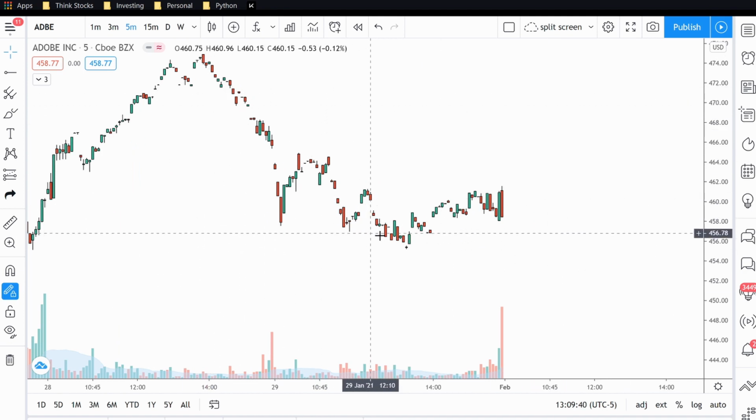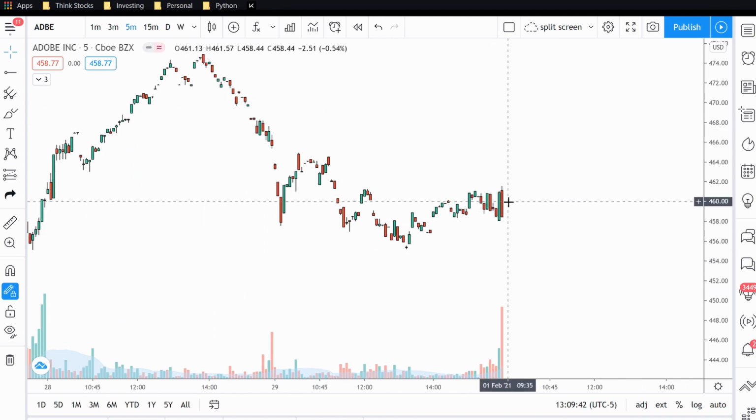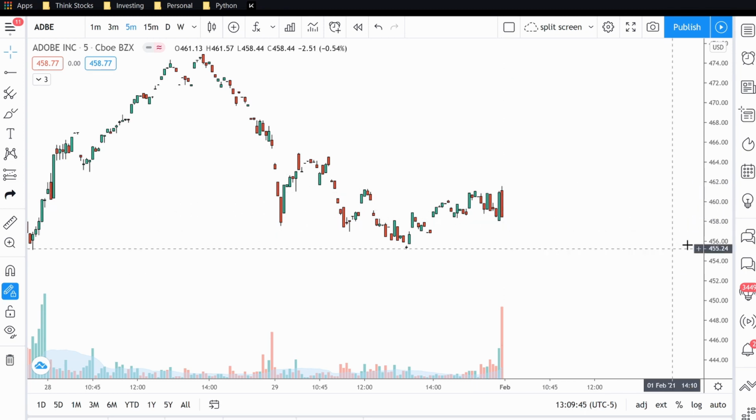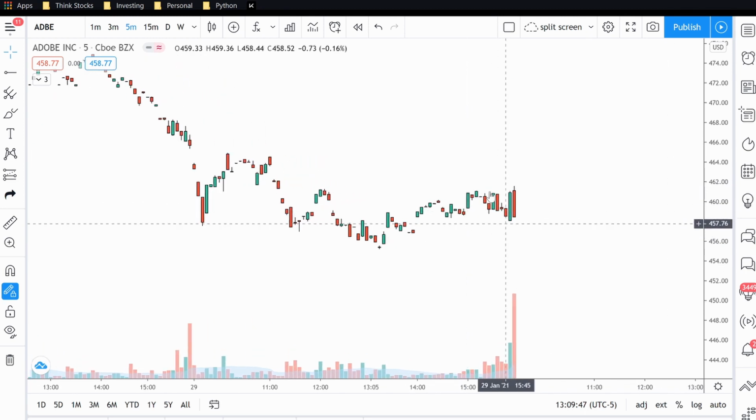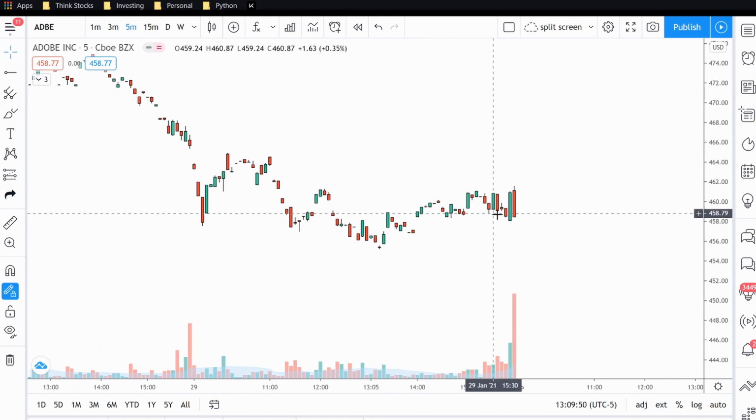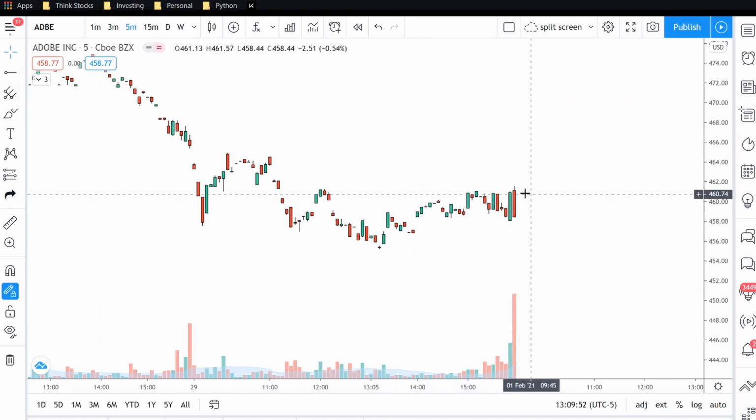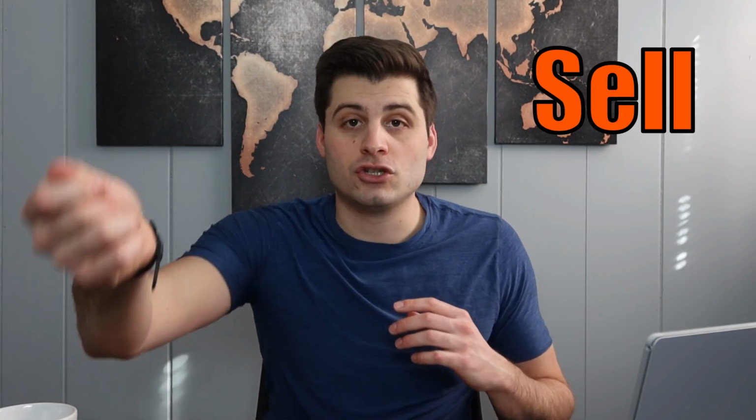So here's the stock trading. You can see it's kind of bouncing around between $450 and $460. Say you want to buy into Adobe. You could set a market order, hit buy, and then what will happen is your order will fill instantly. That's what a market order is. It doesn't matter what the price is, if it's going up or down, if it's $460 or $461, it's just going to fill right away, because on the other end of the trade, if you're trying to buy, you have someone that's trying to sell that same share to you.